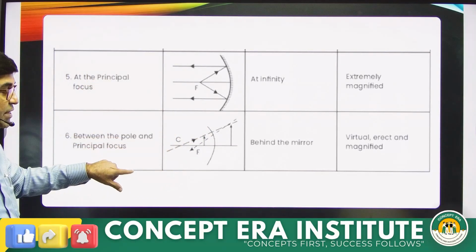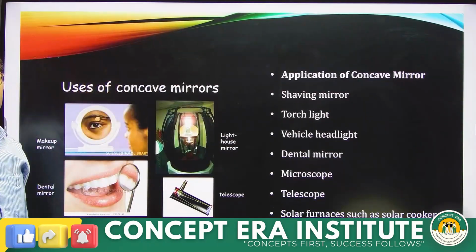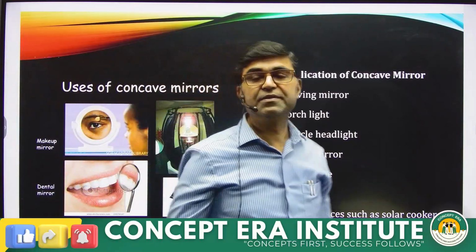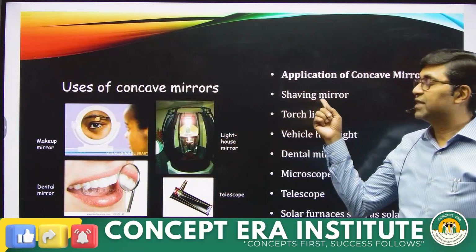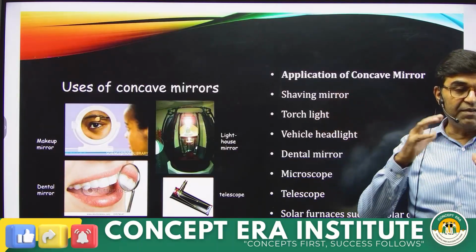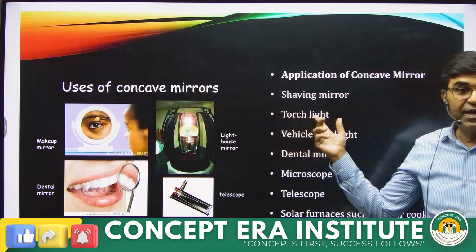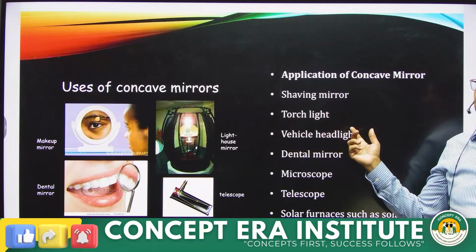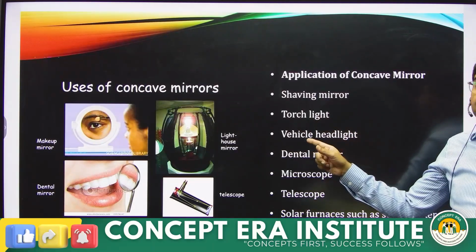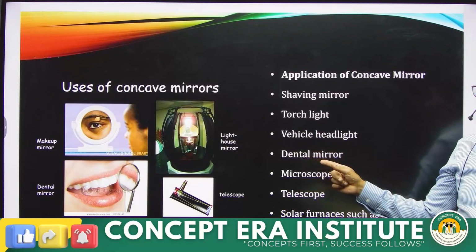So these are the 6 cases of image formation in concave mirrors. Now there are several applications of concave mirrors, like they are used as a shaving mirror or a dressing mirror where you see your face slightly bigger, so it's easy to notice the makeup is complete and perfect. The reflector of a torchlight, the reflector of a headlight of vehicles, the dental mirror.